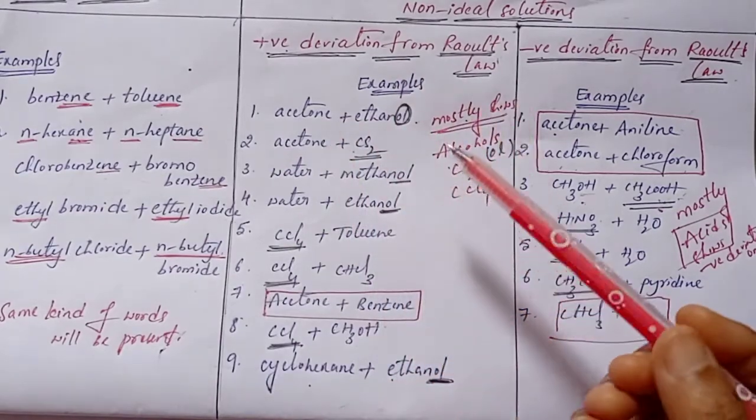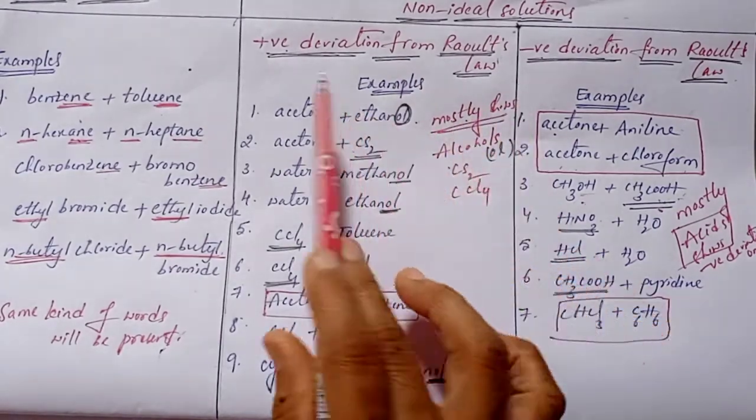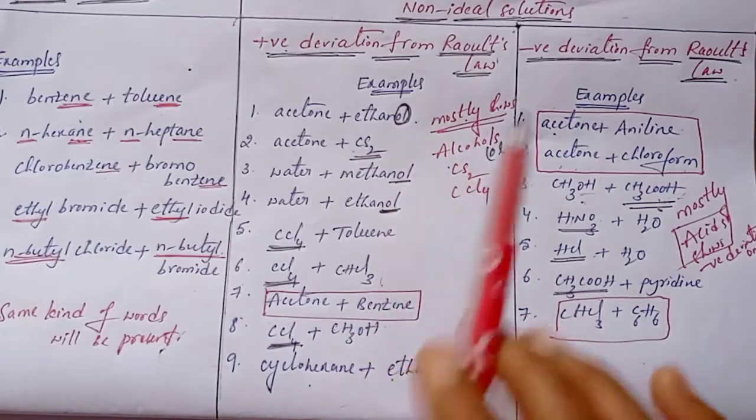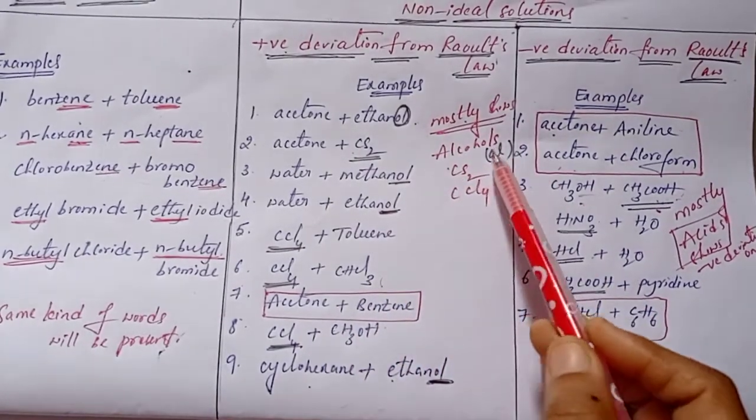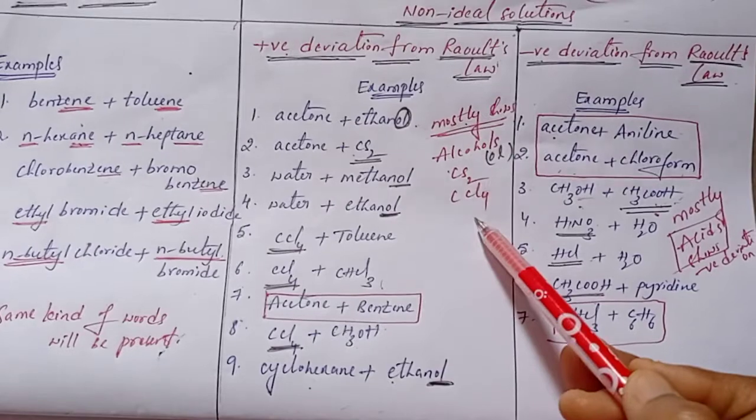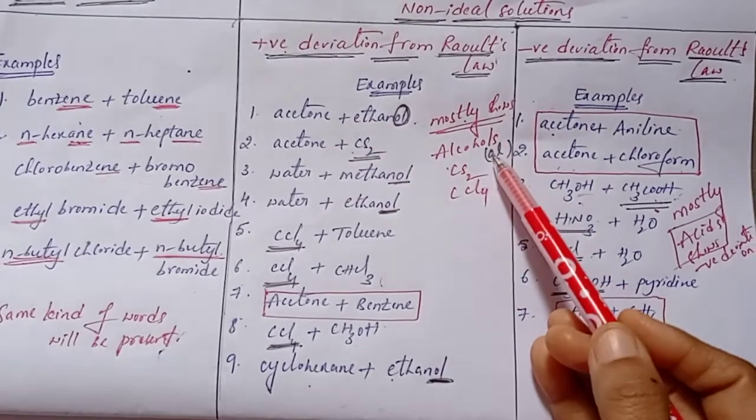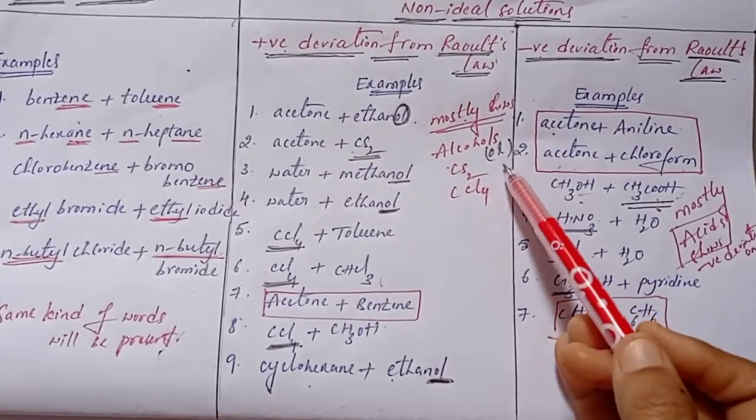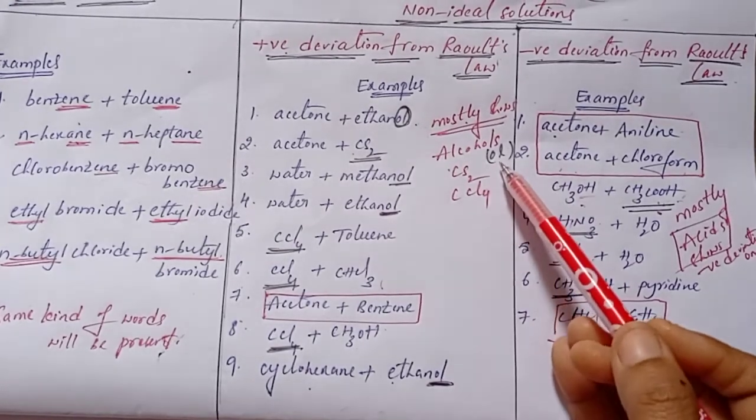Positive deviation from Raoult's law. How to tell students? Here the positive deviation from Raoult's law examples are mostly those showing alcohol, CS2, CCl4. Alcohol functional group is OH, so what is the suffix? -ol.